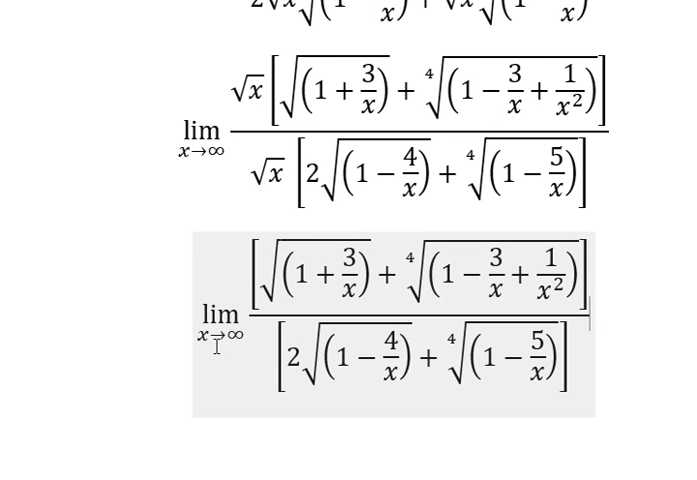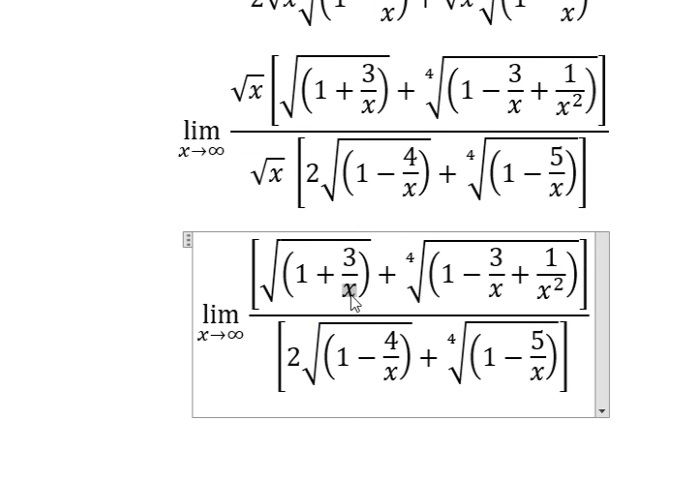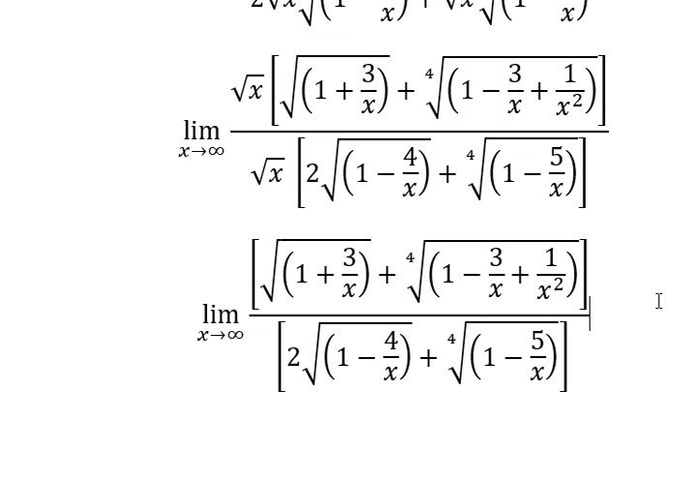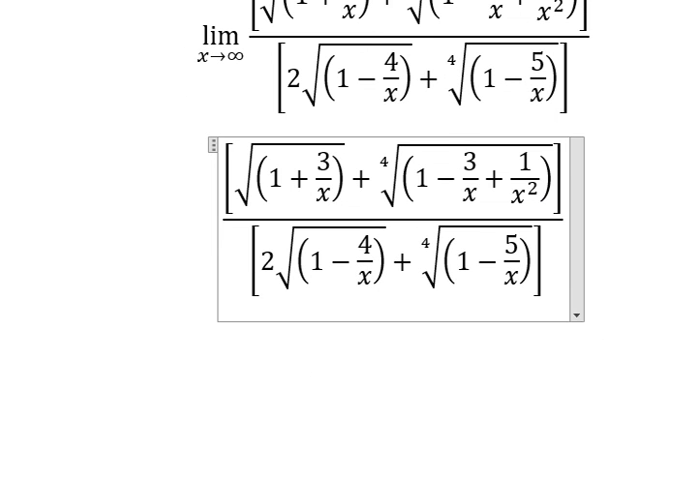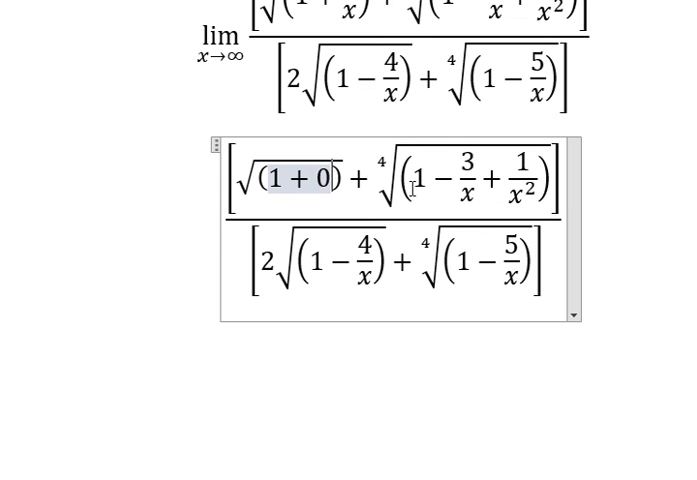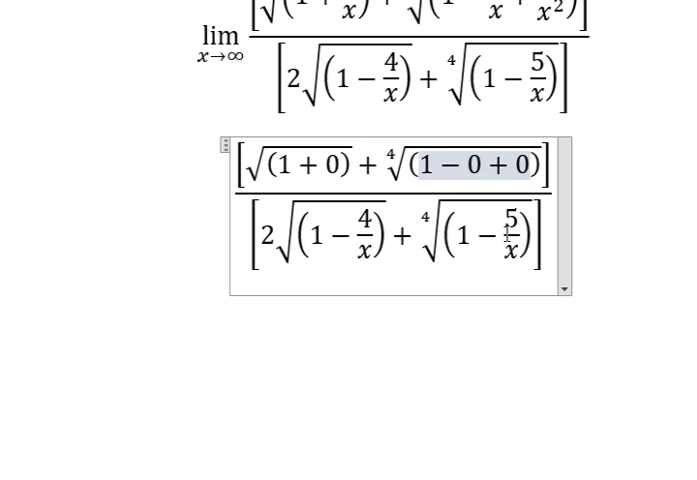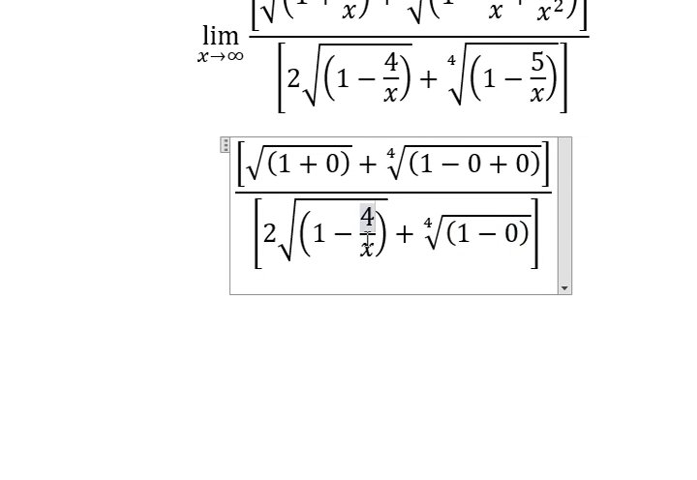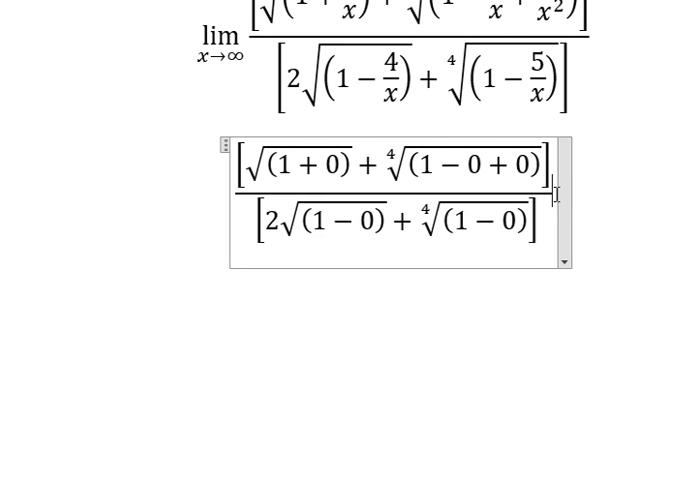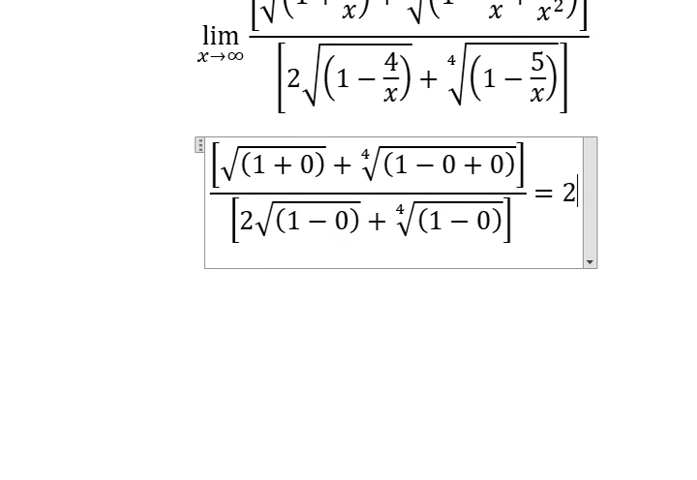Now, when s approaches positive infinity, this one goes to positive infinity. A number divided by positive infinity gives 0. Similar for this one, and this one. Now, if we simplify, you get 2 over 3.